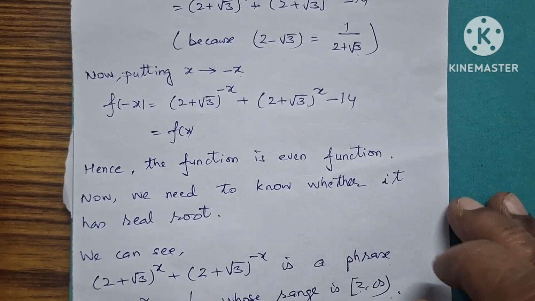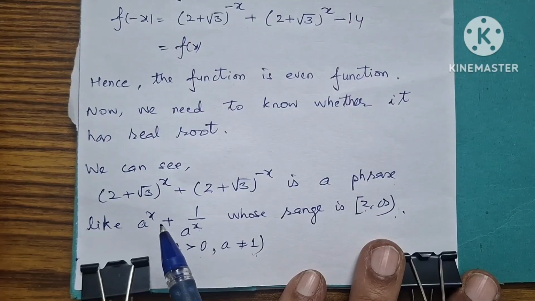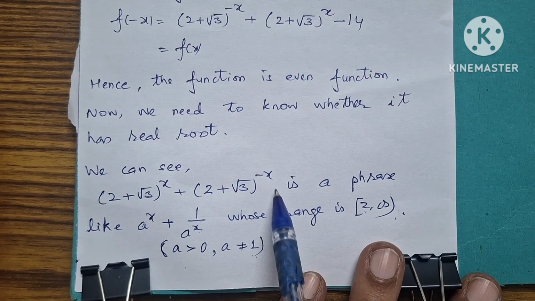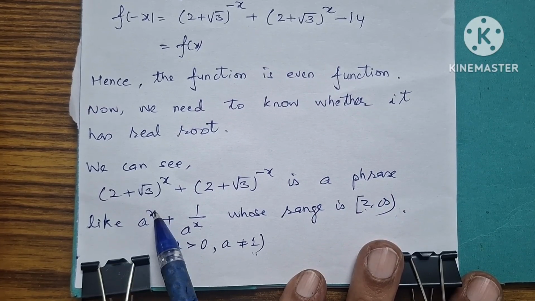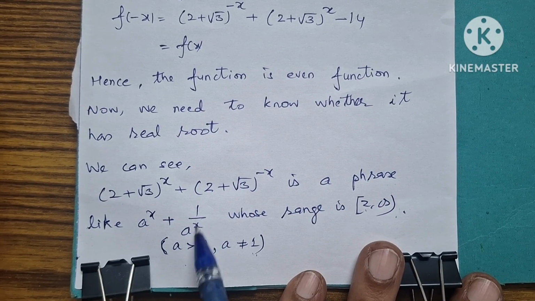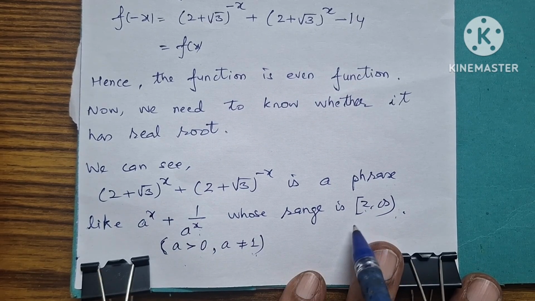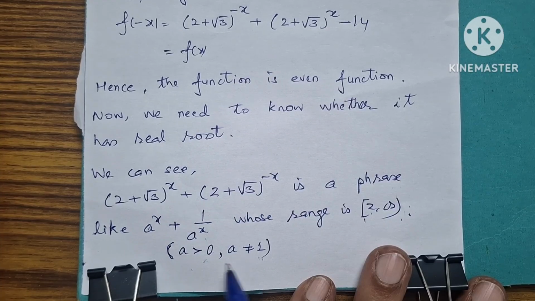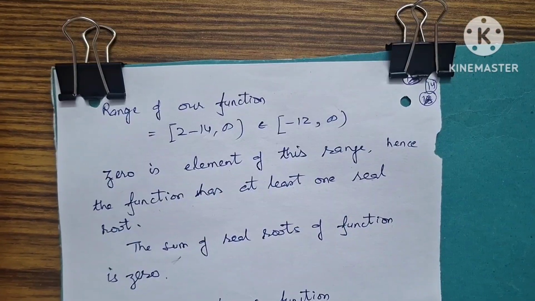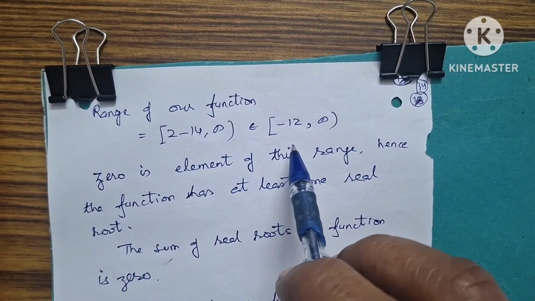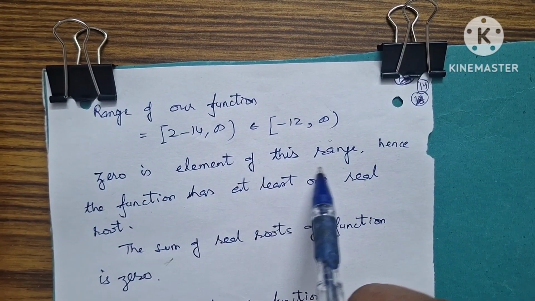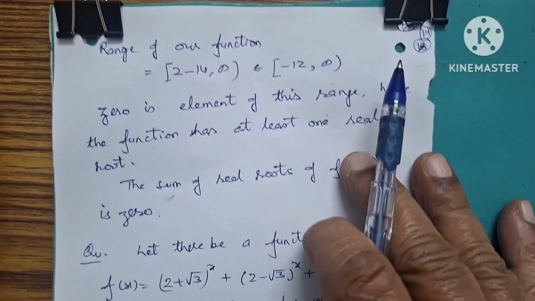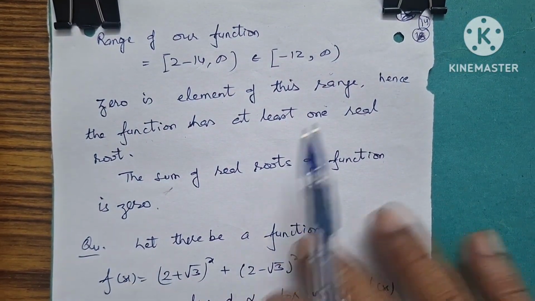Now we need to know whether it has any real root. We can see (2 plus root 3) raised to power x plus (2 plus root 3) raised to power minus x is an expression like a raised to power x plus 1 by a raised to power x, whose range is 2 to infinity. Here a is greater than 0 and a is not equal to 1. Hence the range of the function is minus 12 to infinity. 0 is an element of this range. Hence the function has at least one real root. The sum of real roots of the function is 0.